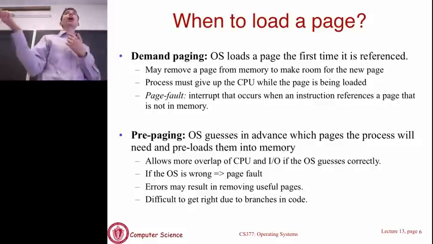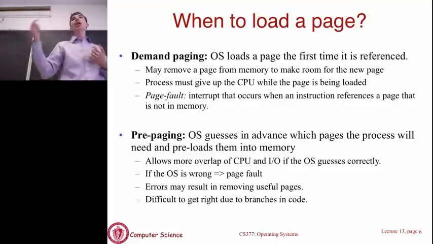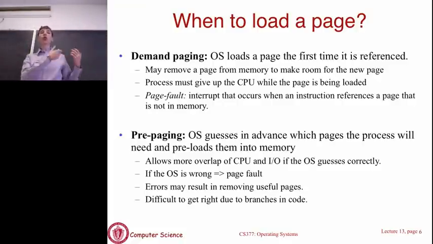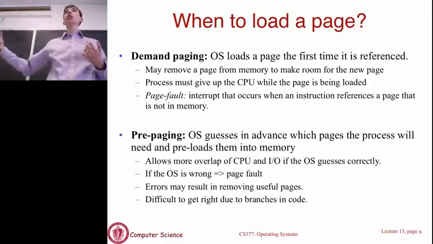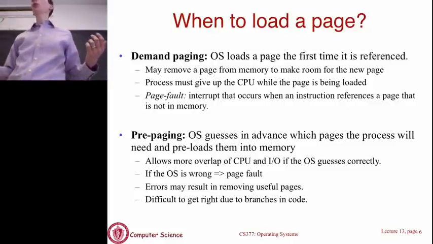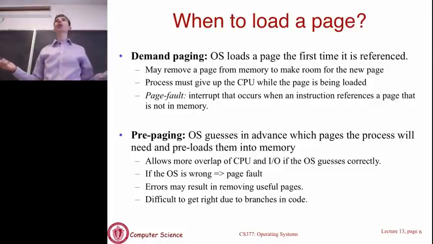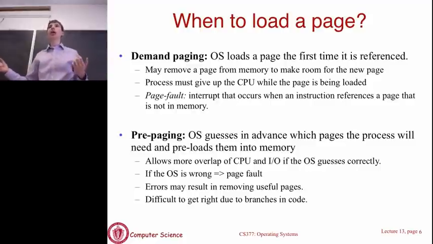Now, while you're going and getting a page from disk, the process that is requesting that page is going to give up the CPU. And why is it that we're going to give up the CPU when we're going to fetch a page? Any ideas?